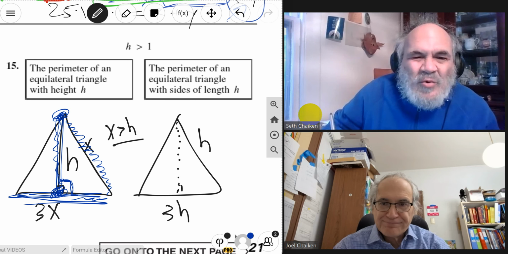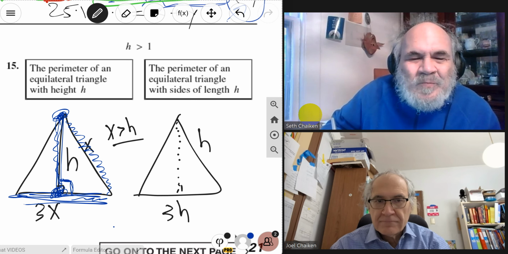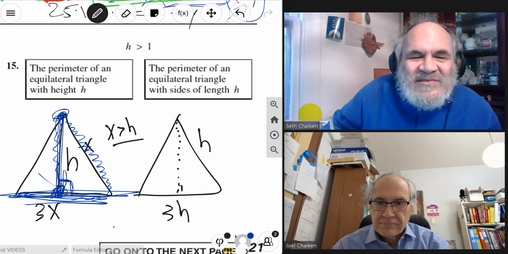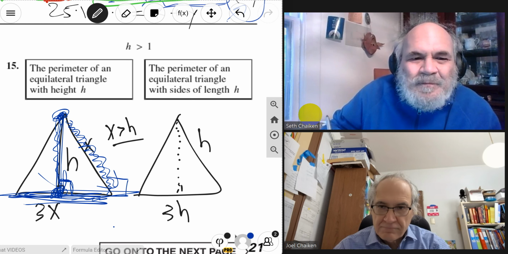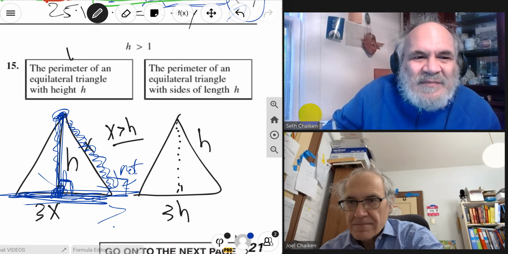So the reason X is greater than H is that H is the length of the perpendicular to this line, and X is the distance along a non-perpendicular. And therefore X is bigger than H. Therefore 3X is bigger than 3H, and therefore 3X is the bigger perimeter.